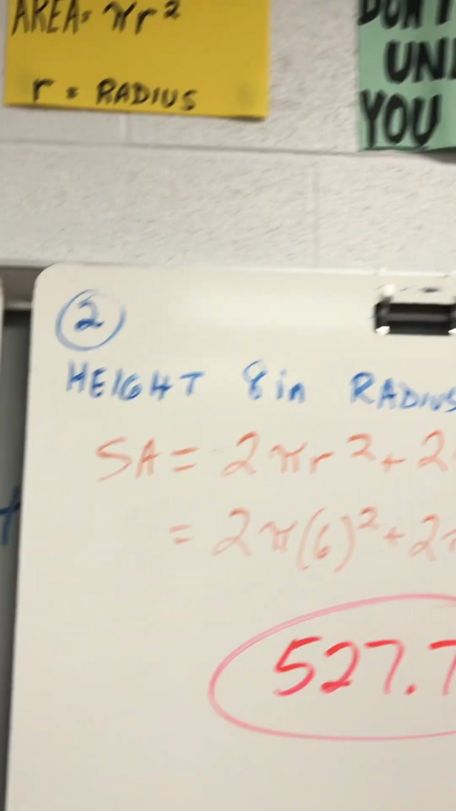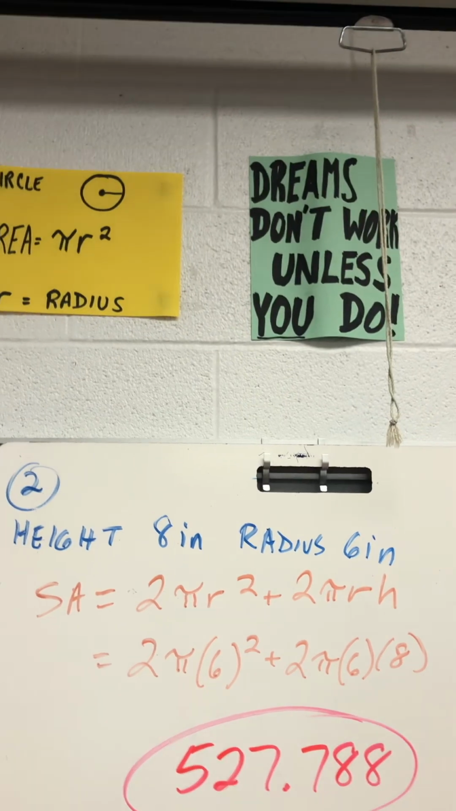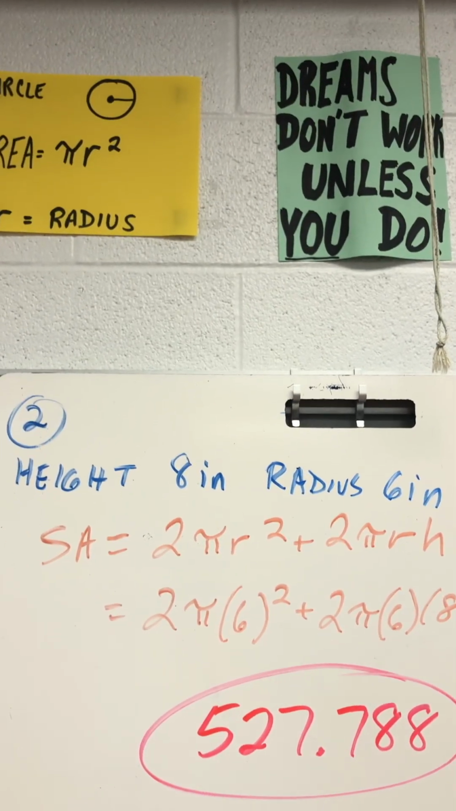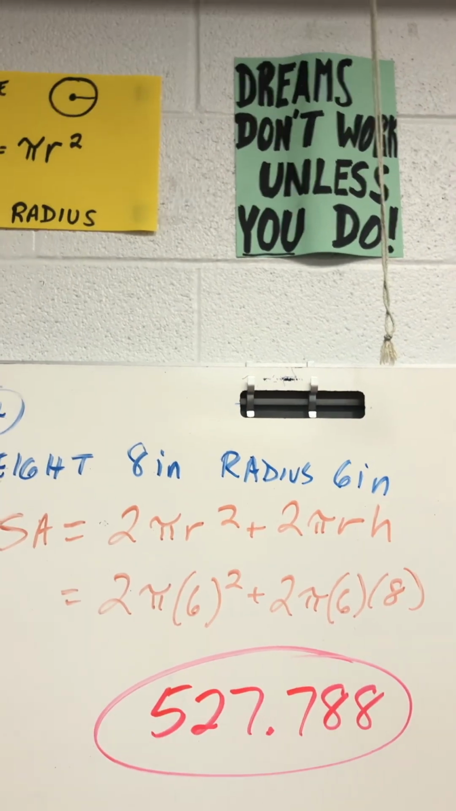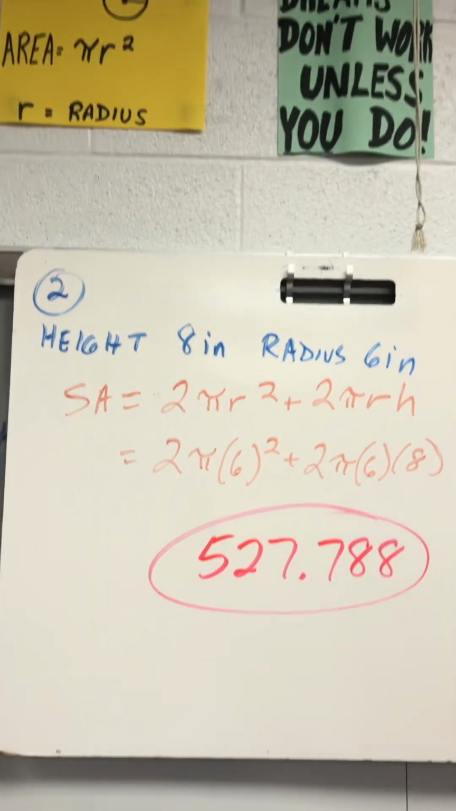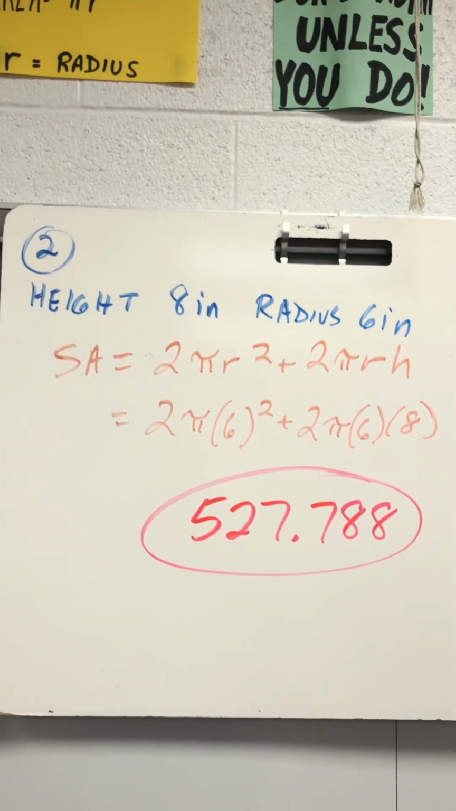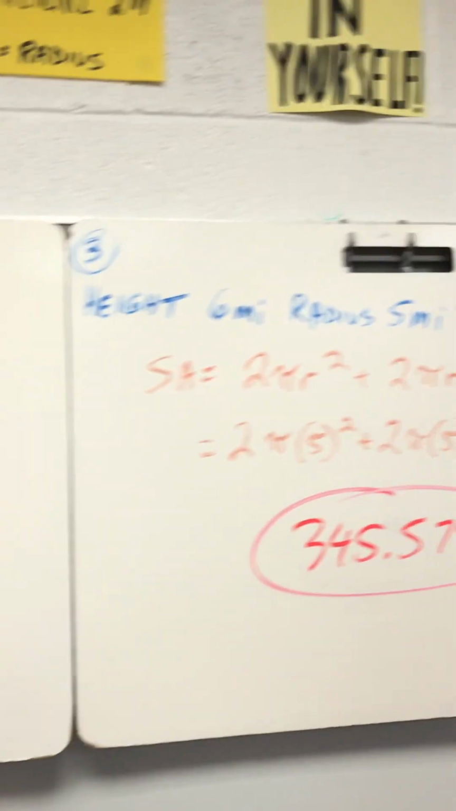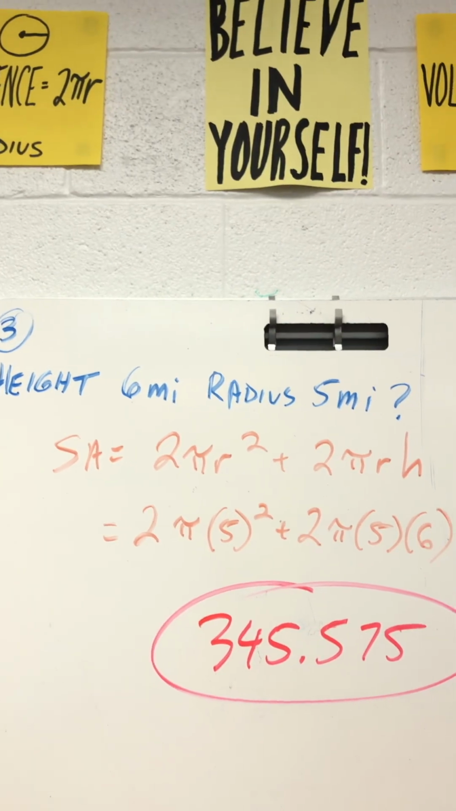What if you have a height of 8 and a radius of 6? Okay. 2 pi times 6 squared plus 2 pi times 6 times 8, or 527.788. What if you have a height of 6 and a radius of 5?